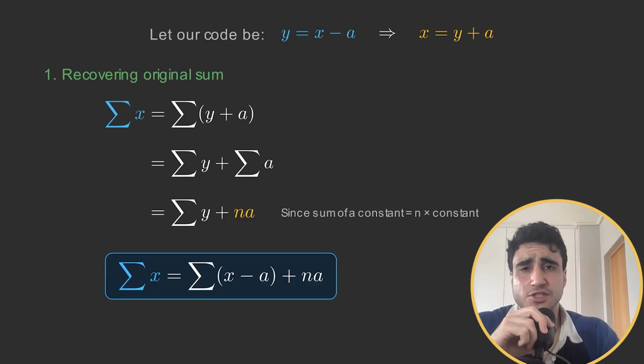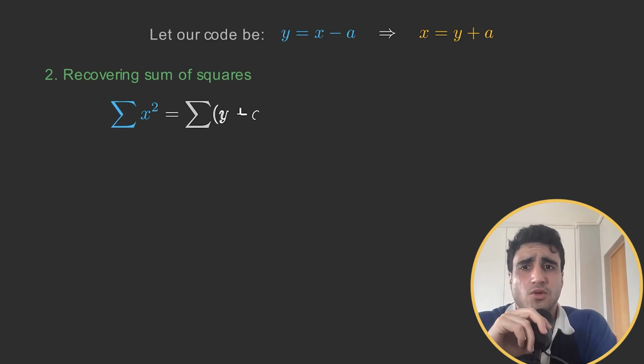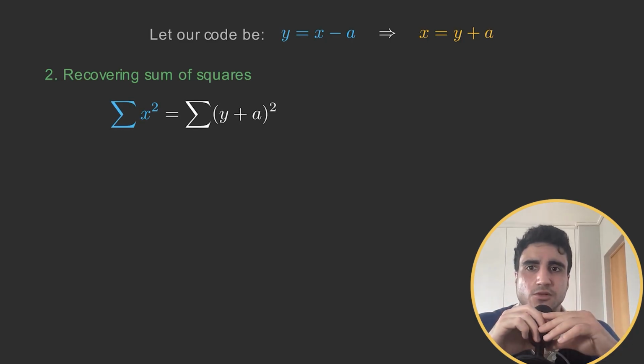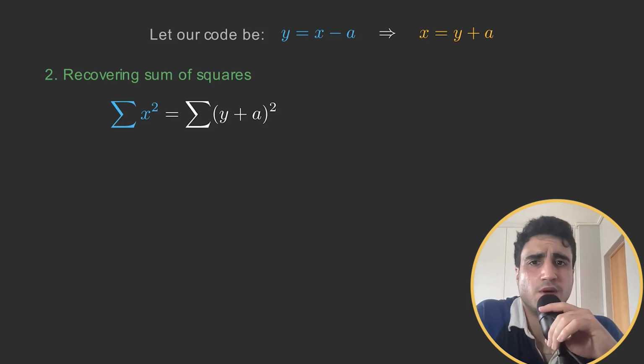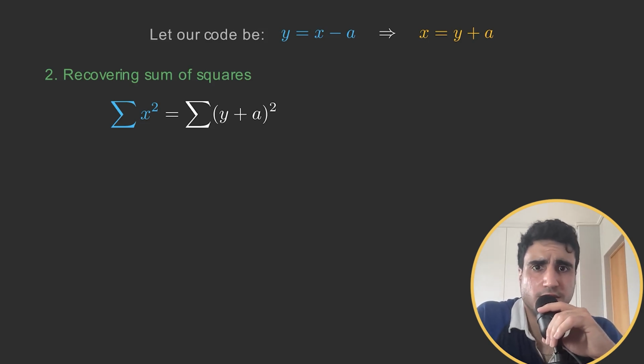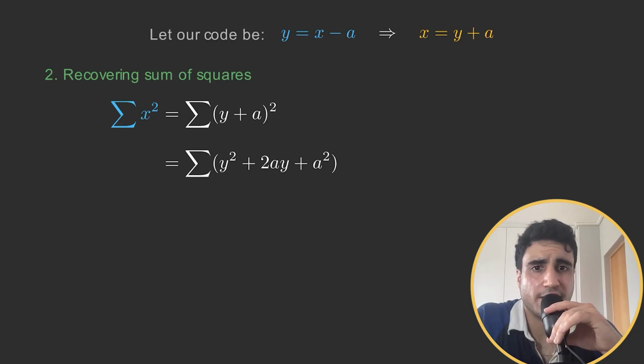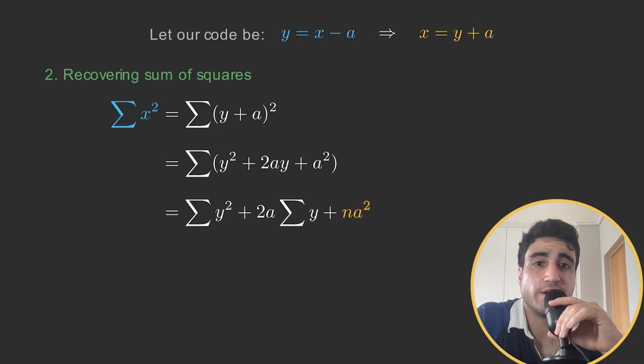And next, for the sum of x squared, well, obviously, again, what does x equal? That equals y plus a. Sum of x squared, therefore, equals the sum of y plus a, squared. And then you just expand that. And when you do expand that, what are you going to get? You're going to get the sum of y squared plus 2a times the sum of y plus na squared.